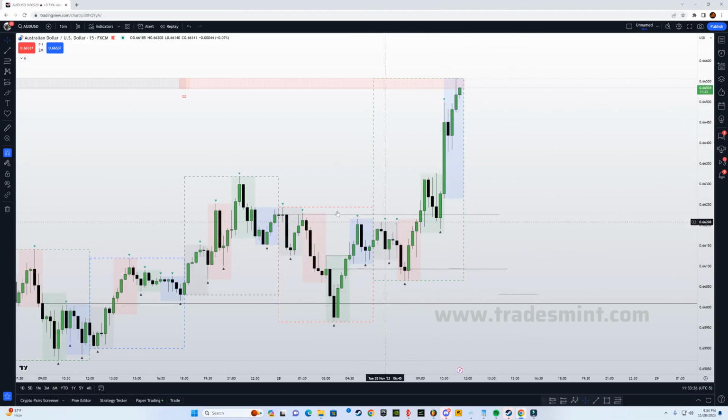So we also had this breaker block, you can say. Price tapped into here and it pushed back up. So by now you must get the idea what I'm trying to teach you.